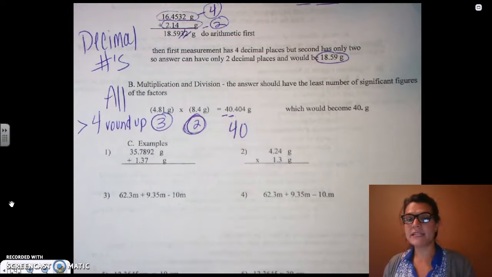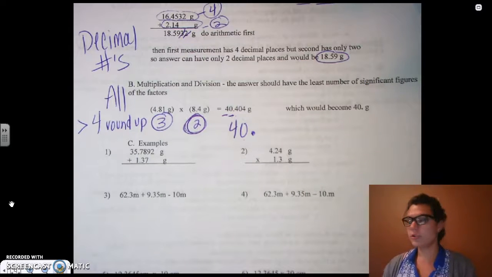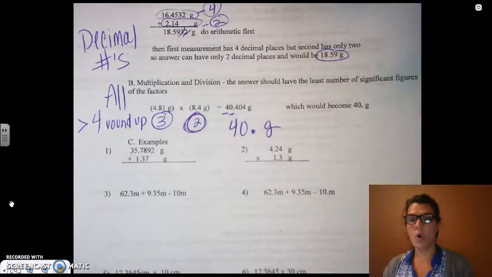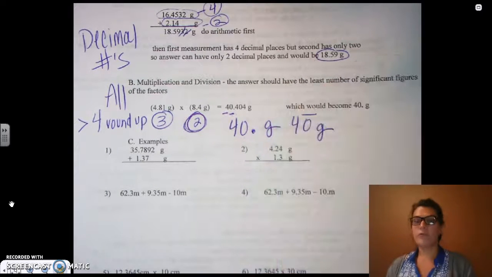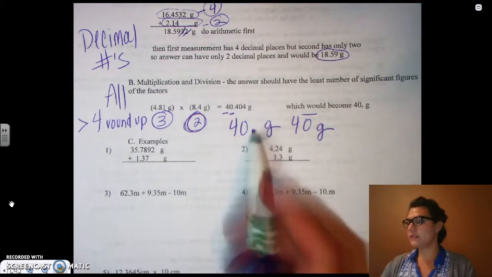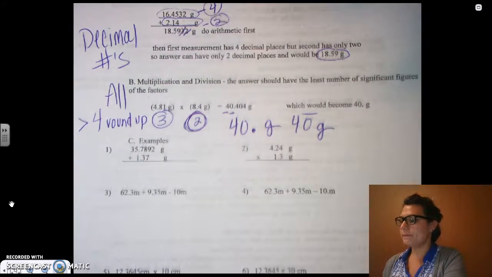So I have to make it significant by either putting a decimal, so it would be 40. grams, or by putting a line, 40 grams. Both of these numbers would work. Okay? Let's do some more examples.